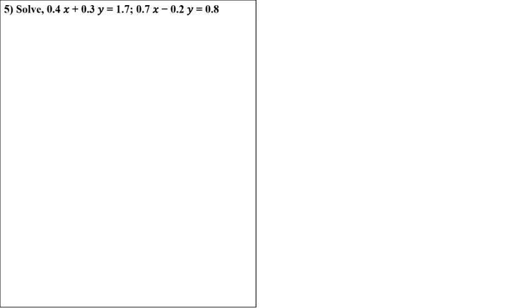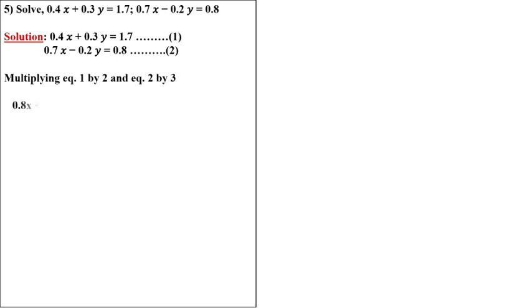0.4x plus 0.3y equal to 1.7 is the equation number 1. 0.7x minus 0.2y equal to 0.8 is the equation number 2. Now we will solve this equation. In the first equation we have 0.3y and in the second equation we have 0.2y. So we will interchange. First equation we will multiply by 2 and second equation we will multiply by 3. So 0.4 multiplied by 2 is 0.8. 0.3 multiplied by 2 will come 0.6. 1.7 multiplied by 2 will get 3.4. That is our equation number 3.